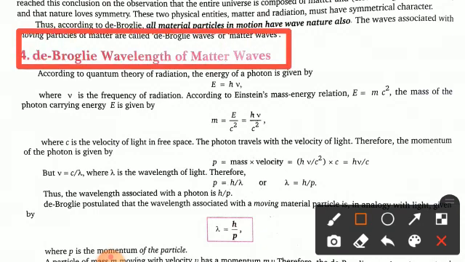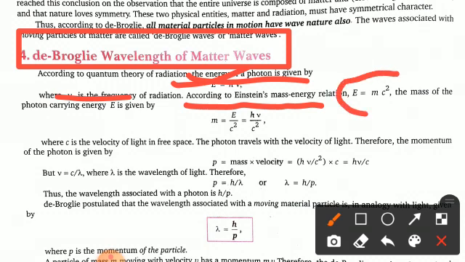Just have a look. According to the quantum theory of radiation, the energy of the photon, as you know very well, is E = hν, where ν is the frequency of the radiation. According to the Einstein mass-energy relation, E = mc², the mass of the photon carrying energy is m = E/c², and in place of E we can write hν, so we put m = hν/c². Clear? Where c is the velocity of light in free space.